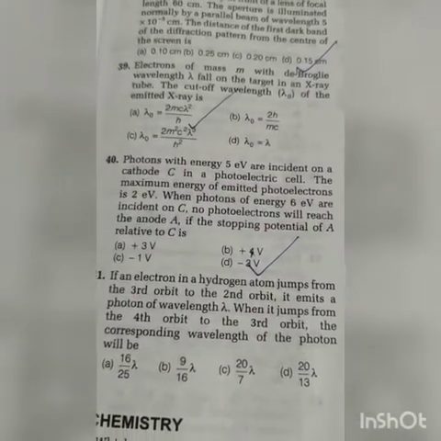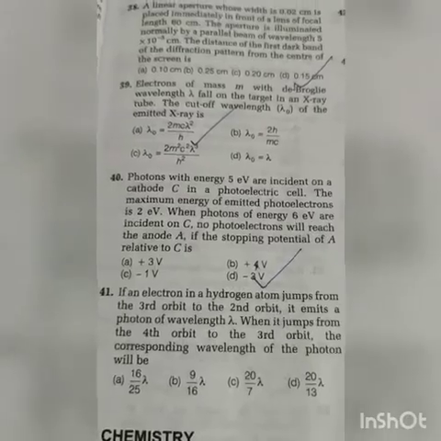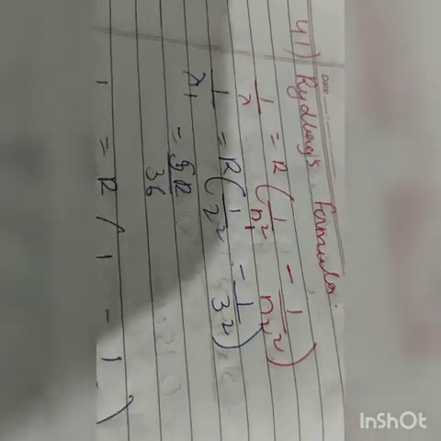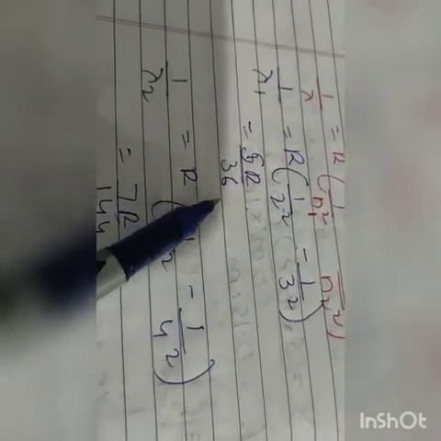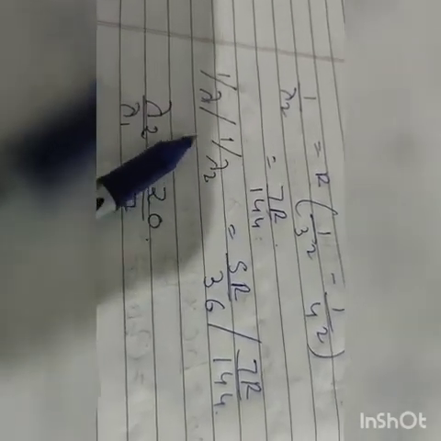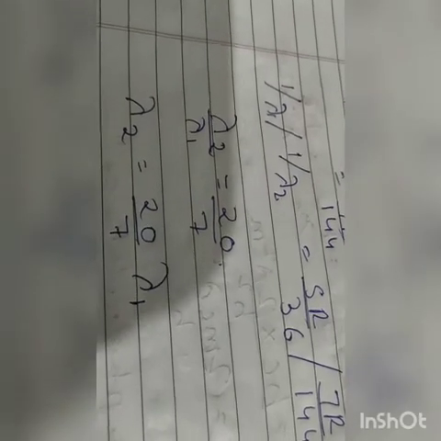Now question number 41. If electron in hydrogen atom jumps from the third orbit to second orbit, it emits a photon of wavelength lambda. When it jumps from fourth to the third orbit, the corresponding wavelength of photon will be. As we know Rydberg formula, we have 1 by lambda is equal to R into 1 by n1 square minus 1 by n2 square. So for 2 and 3 we have 5R by 36, and for 1 by lambda 2, for 3 and 4 we have 7R by 144. So we get lambda 2 by lambda 1 is equal to 20 by 7. So lambda 2 is equal to 20 by 7 lambda 1. So here 20 by 7 lambda is the correct option.